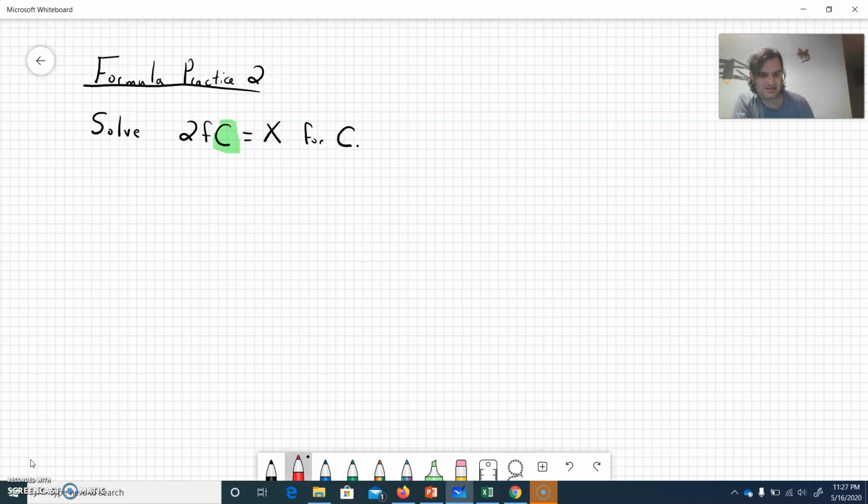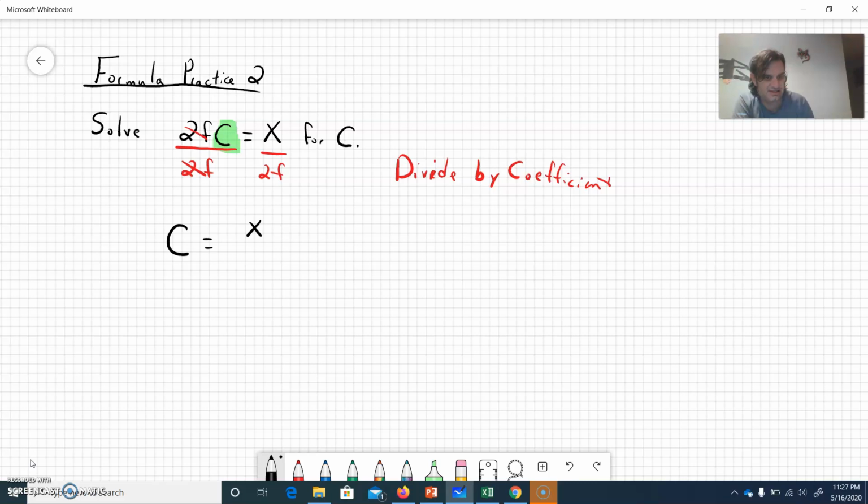So where we're starting here is simply divide by the coefficient. So what's multiplying c? 2f. So we'll divide both sides by 2f. It cancels out on the left. So in the end, I jump to my solution in one step, which is c equals x over 2f.